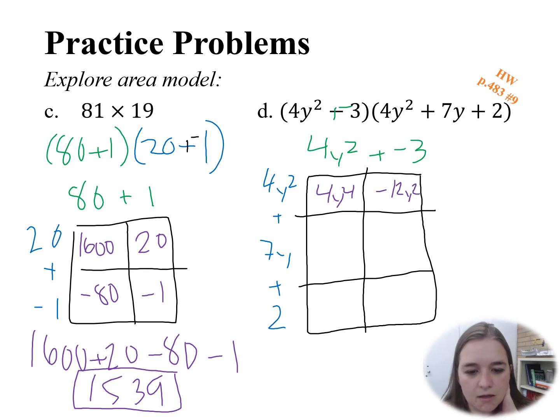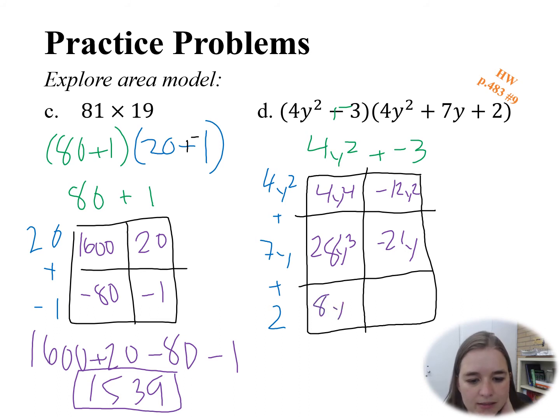4y squared times 7y is, well, that's a messy 8. Let's try that again. 28y cubed. 7y times a negative 3 is a negative 21y. 4y squared times 2, the area of this box is 8y squared. And the final area of the box is negative 2 times 3, which is negative 6.